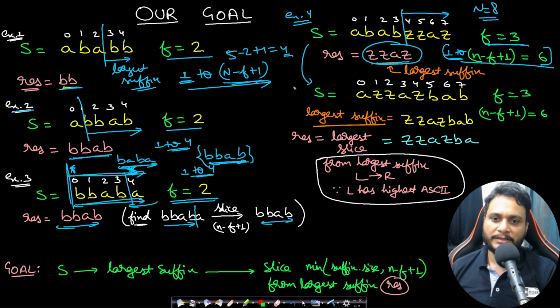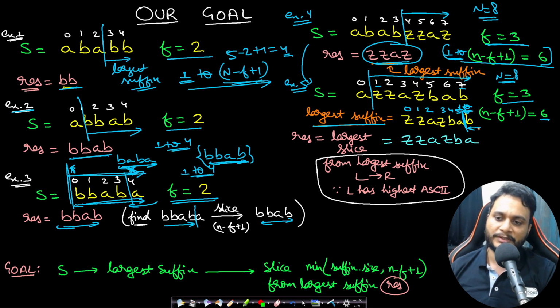If you take another example, this is example number 5. Again I am taking 8 characters, and the number of friends is 3. So the allowed range of size is from 1 to 6. Now what is the largest suffix? How do you get it? The largest suffix will be when you put a slice here. So what is the length of the string? You get from 1 to 7, 0, 1, 2, 3, 4, 5, 6. So this is a length 7 string. But what is the allowed limit? It is from 1 to 6, and this is a 7 length string. So where should I slice? I will slice from the right hand side, the least significant weighted position. And that is how I get ZZA, ZBA.